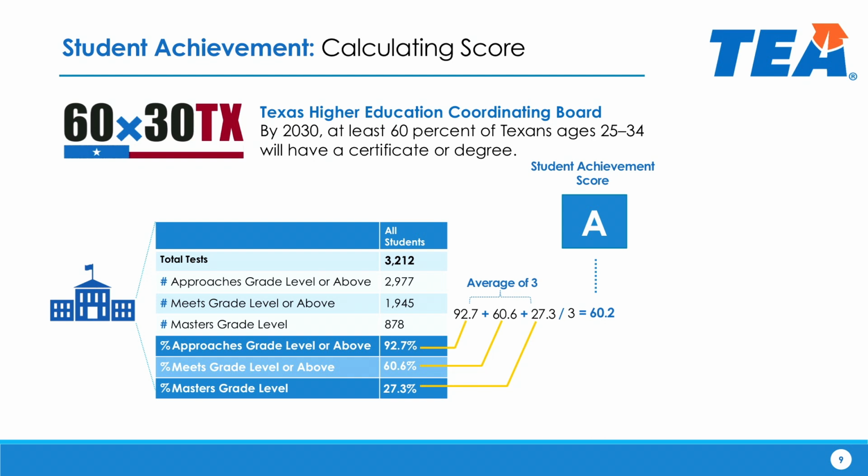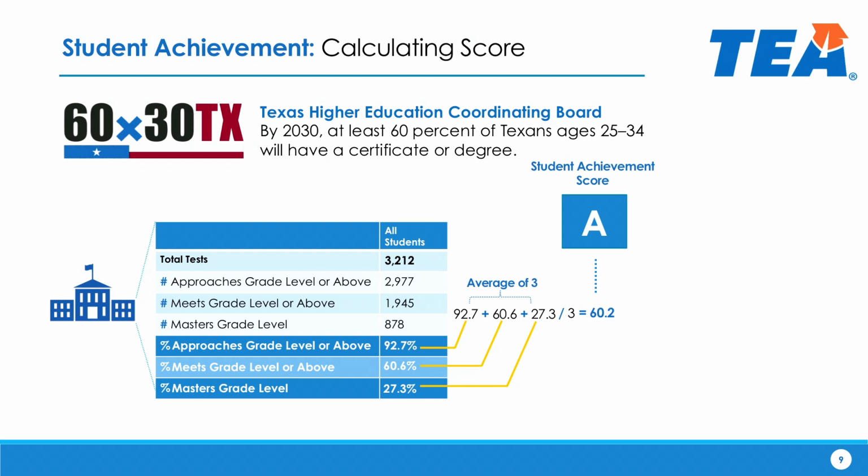Then, and this is new, what TEA will do is look at, of those total tests, what are the number that are at meets grade level and above? You're going to get another percentage. In this case, it's going to be 60.6. And then TEA will look at, of all the total tests, what is the number that are at masters grade level, and you'll get a percentage from there. Then those three percentages will be added together, divided by 3 to get an average, and in this example, that becomes 60.2.